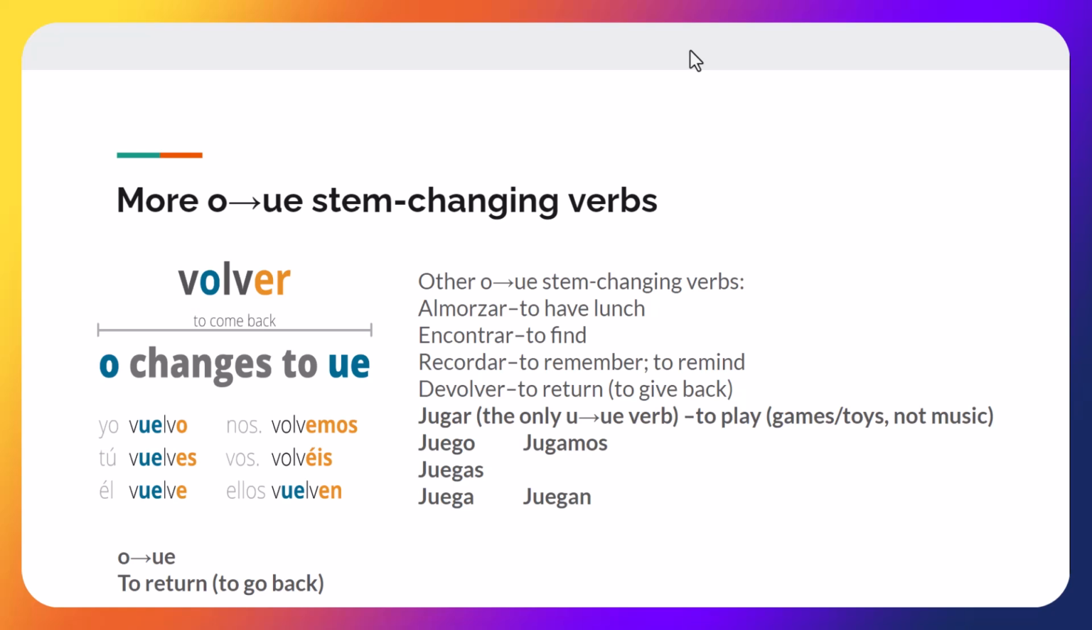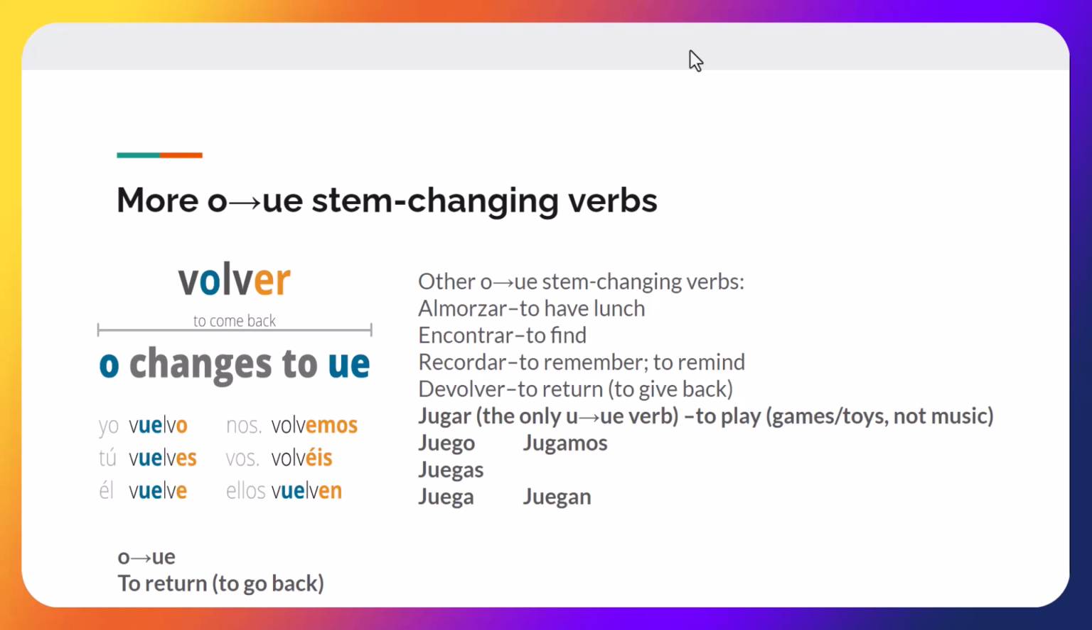All right, then we've got one verb, and I only know of this one verb. I don't believe there are any others in the Spanish language. A verb in which we have a U that changes to UE, and that is the verb jugar. Remember that J's are like an H sound in Spanish. Jugar means to play in the sense of amusement. That is, in the sense of games or toys or playing with the kids. It does not mean to play in the sense of music.